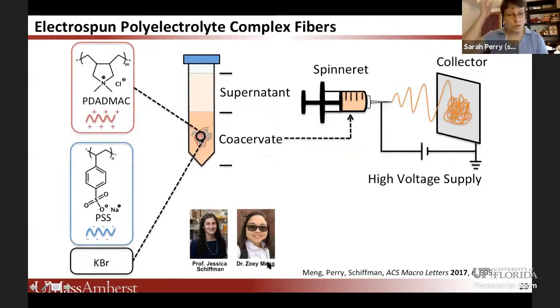And so this was a collaboration that Zoe Meng did. She was a jointly advised PhD student between my lab and Jessica Schiffman, where she took that coacervate material and used it to electrospin polymer fibers. And this was really cool because we could do this from a purely aqueous solution, no organic solvents needed.